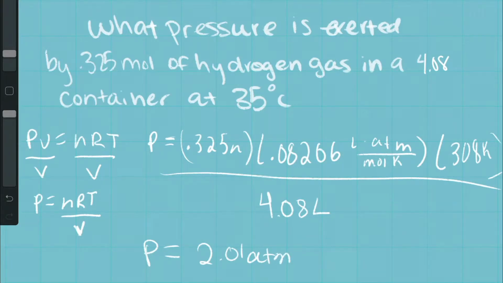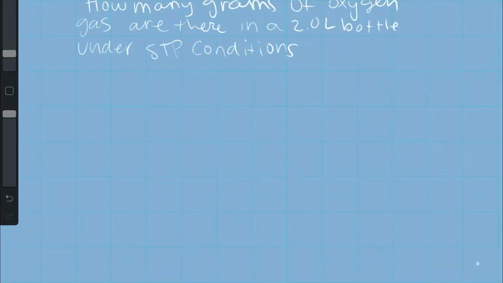And as you can see in the problem, the other units all cancel out: moles, Kelvin, and liters, and you're left with atm. Okay guys, now we're going to be moving on to practice problem number 2. How many grams of oxygen gas are there in a 2.0 liter bottle under STP conditions?